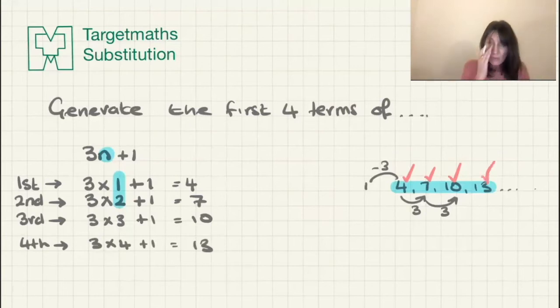So that is how you generate a sequence. You literally use substitution, putting in the position of the sequence that you want to find.